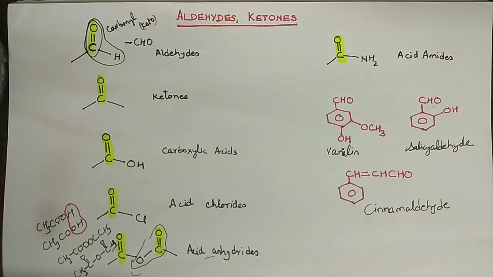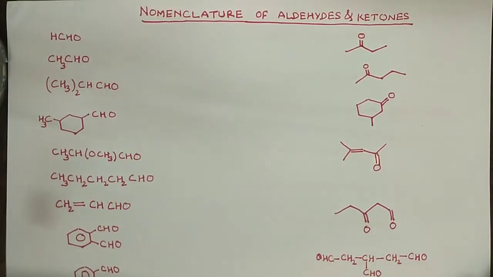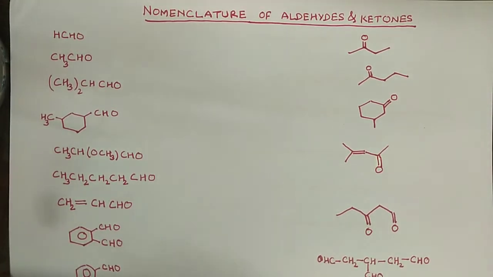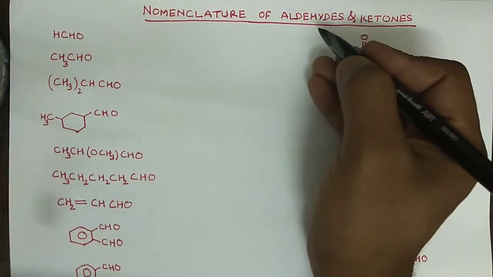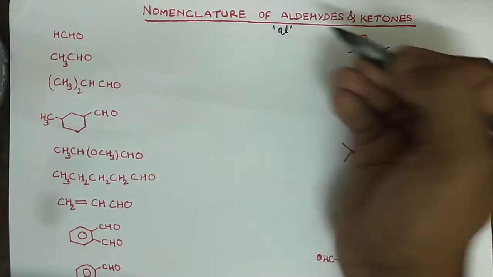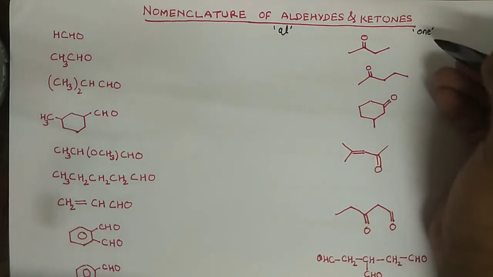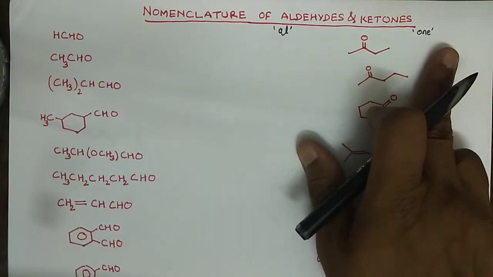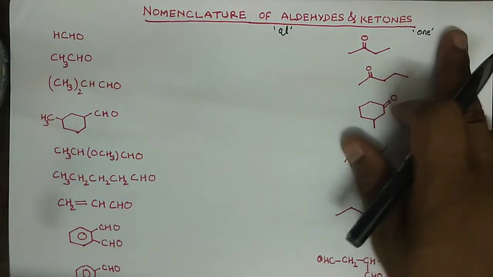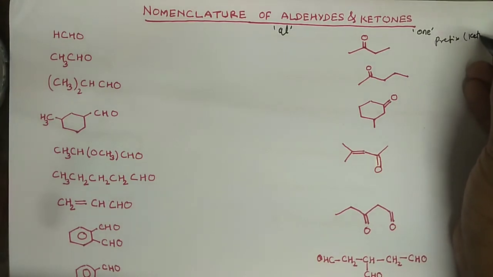Now let us go to the nomenclature of aldehydes and ketones. What is the IUPAC rule for the nomenclature of aldehyde and ketone? There are mainly two special points. The first point is about the suffix. We know that the suffix for aldehydes is -al. You are going to attach the suffix -al, and for ketone the suffix is -one. This is the first rule, and the second rule is that the aldehyde group is always preferable as compared to ketones, and therefore you are going to use the prefix keto.